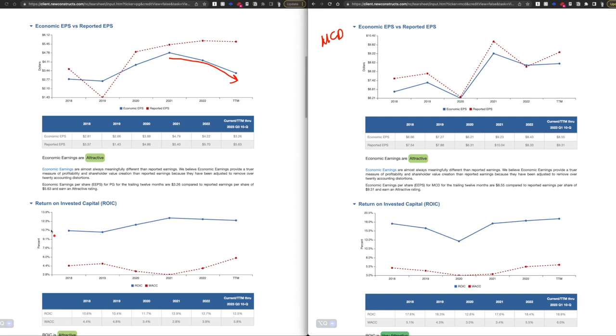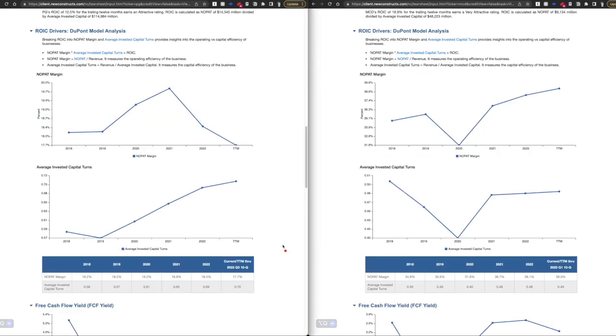We also see that the return on invested capital relative to weighted average cost of capital is starting to shrink pretty significantly, whereas McDonald's has been able to increase theirs over time and maintain this advantage. And this is where it gives you the opportunity to actually go in and assess why the returns on capital are doing what they're doing.